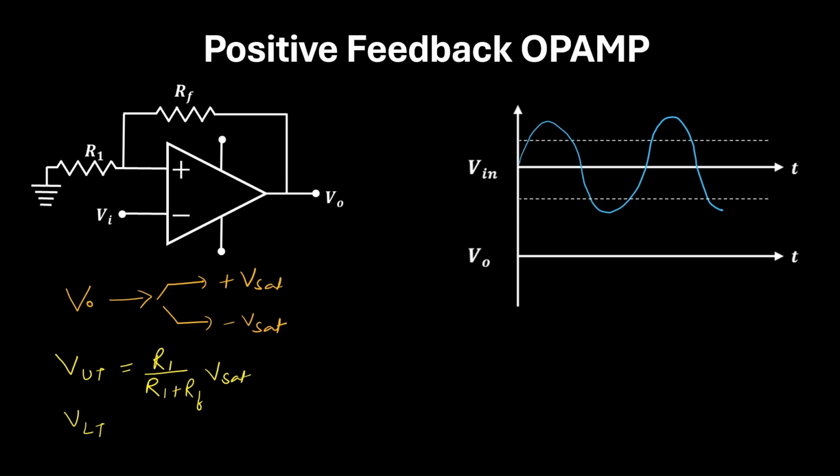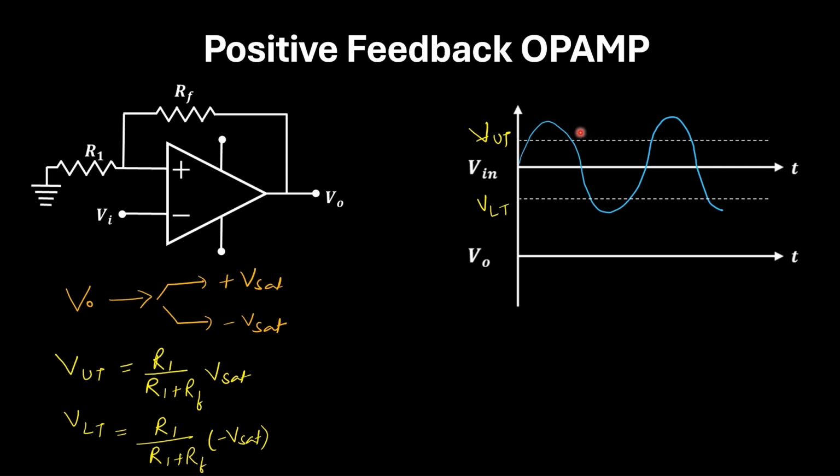Next, the lower threshold voltage is given by R1 divided by R1 plus RF into minus V saturation. Now once we identify these two threshold voltages, to understand the role of these two voltages, let us refer to this plot. Here we have a time varying input signal, and this is the V upper threshold and this is the V lower threshold.